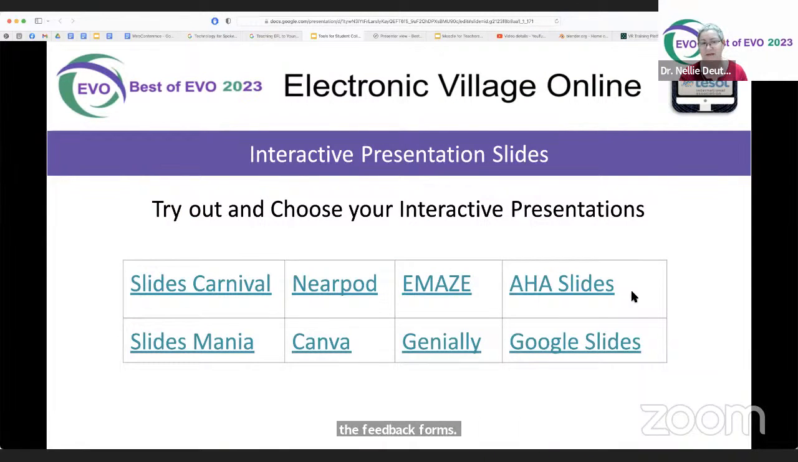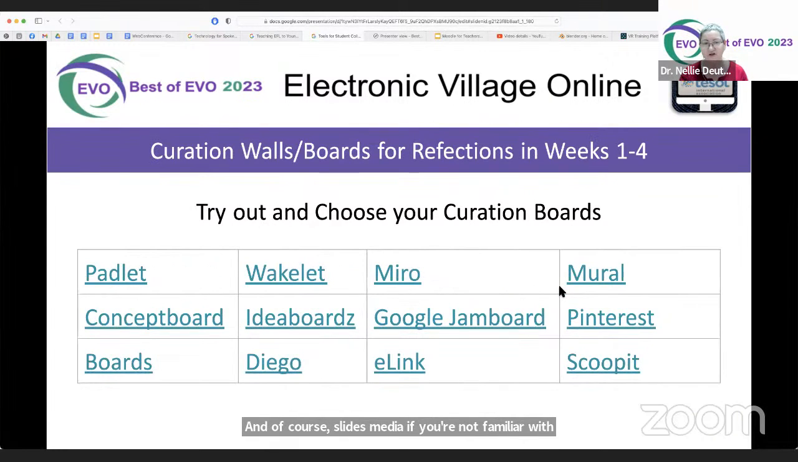These were some of the slides that we used. Nevis mentioned Slides Mania. There are other free slides that are quite good. I personally prefer Canva, but they could choose from any of these. Genially is quite popular, eMaze, AHA Slides, Google Slides, Nearpod, Slides Carnival, and of course, Slides Mania. If you're not familiar with these, you can get this presentation, click on them and share them.